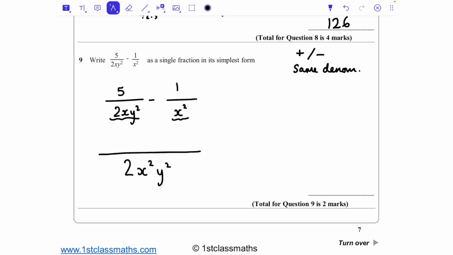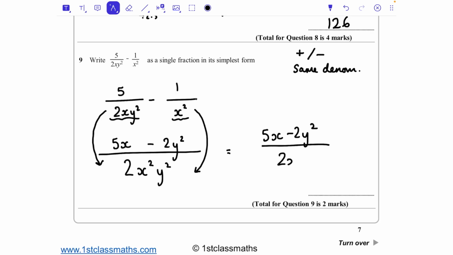Now what have I done to this fraction to turn it into that? Well, I've timesed it by x on the bottom, so I'm also going to need to times it by x on the top. So there we go, 5x. On this fraction on the bottom, I've timesed by 2y squared. So I'm also going to need to times the top by 2y squared, and that is that. So we've got 5x minus 2y squared over 2x squared y squared. Can't simplify it down, nothing that I can divide everything by, so that would be my final answer.